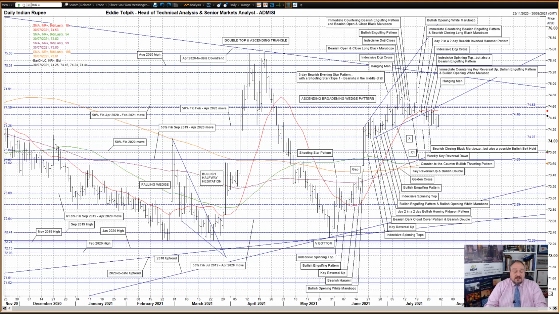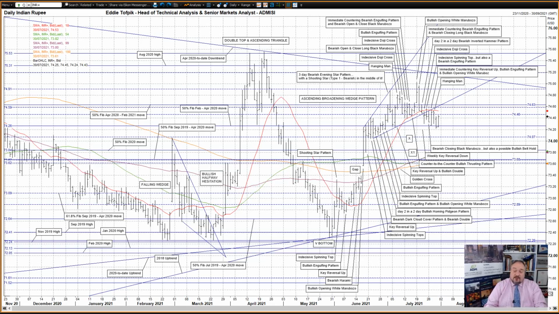Overhead and some distance now is the resistance from the short moving average, currently at 74.52, and the rising lower trend, currently 74.61, of the recent ascending broadening wedge pattern. All this is in the shadow of the recent combined immediate countering key reversal up and bullish engulfing pattern plus bullish opening white Mariposa. Yet with all that bullishness, it still didn't seem enough.